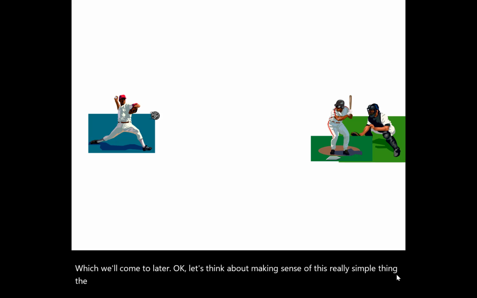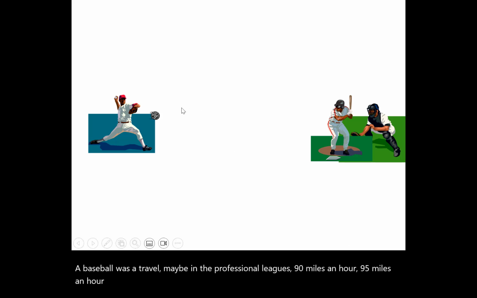Okay, let's think about making sense of this really simple thing, the stimulus-response idea. So let's take the game baseball. A baseball, how fast does it travel? Maybe in the professional leagues, 90 miles an hour, 95 miles an hour, a fastball. It travels so fast that the batter has to start swinging really soon because it's traveling so quickly.